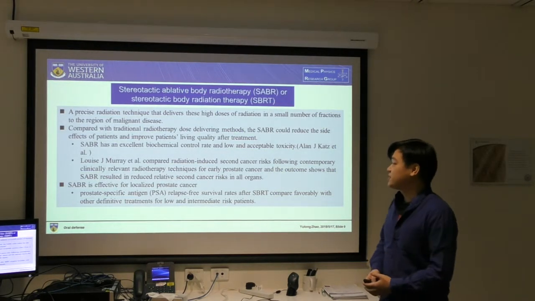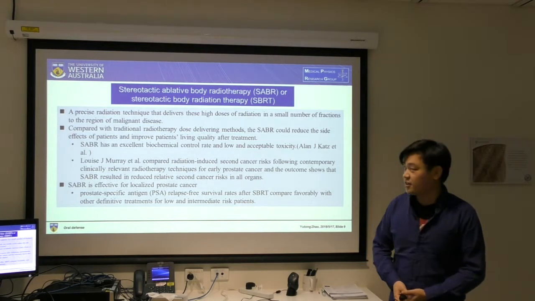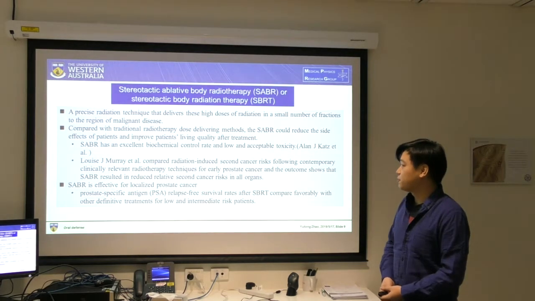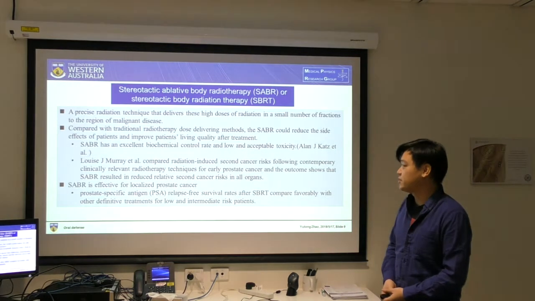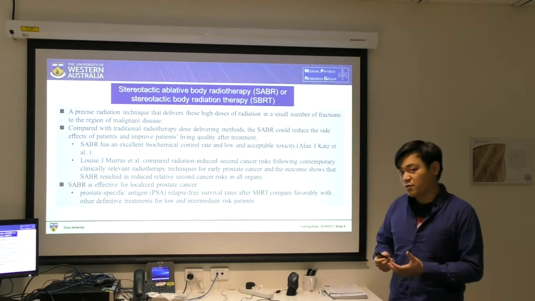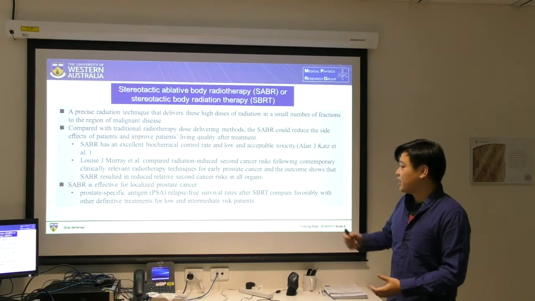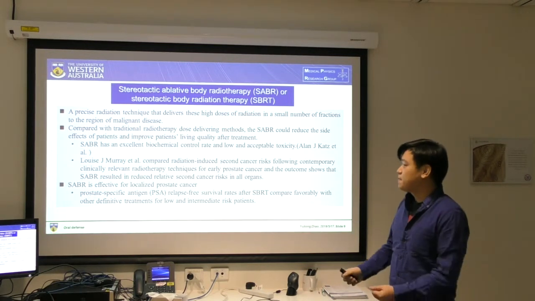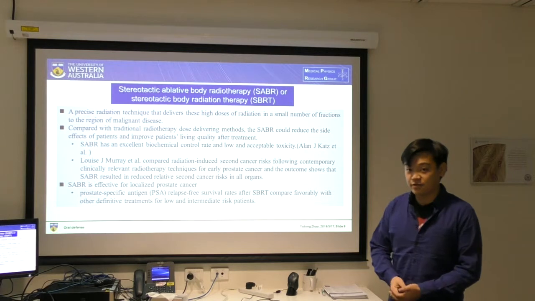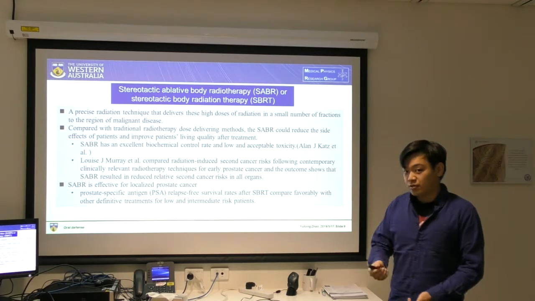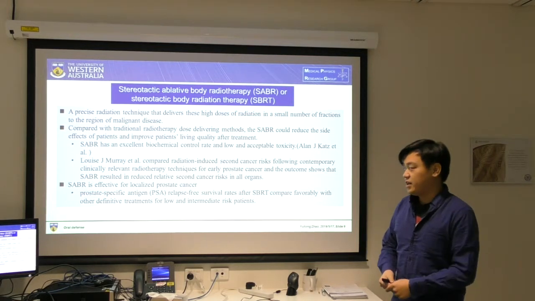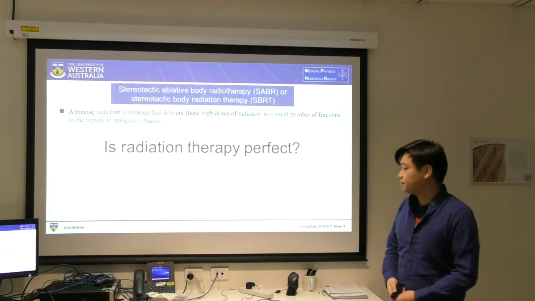The next technique is called SABR, S-A-B-R, or SBRT. Its definition is a precise radiation technique that delivers a high dose of radiation in a small number of fractions to the region of the malignant disease. Since in SABR we reduce the irradiated area, compared with traditional radiotherapy, SABR could reduce the side effects for patients and improve the patient's quality of life after the treatment. And because of the special characteristics of prostate cancer tumor cells, SABR is really effective for localized prostate cancer.